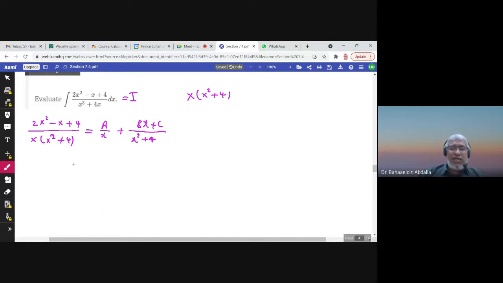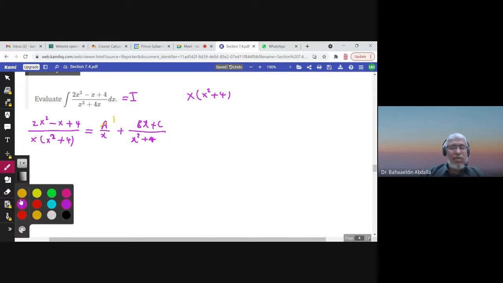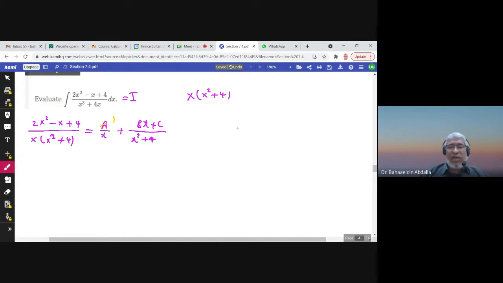Now, how to find a, b, and c? Well, b and c, we cannot use the quick method to find them, but I can use the quick method to find a. I cancel this x, and I replace x with 0. So 4 over 4, so in fact, a is 1, okay? As quick as that.